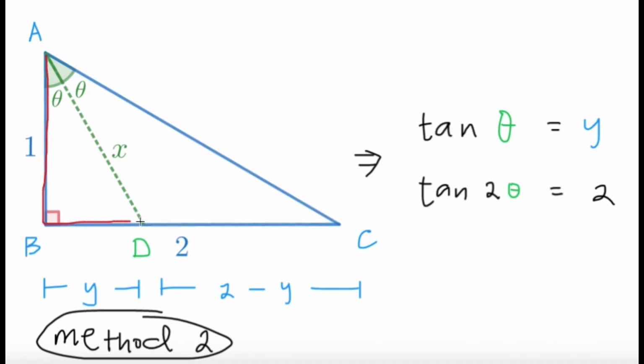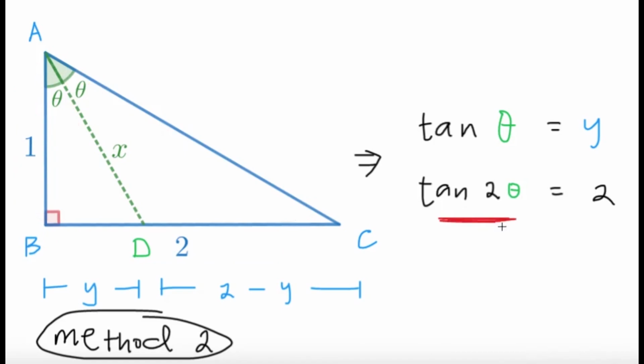Now, the first value of tangent theta, we're going to focus on triangle ABD. Tangent theta over here, that's going to become opposite over adjacent. That's simply equal to y over 1, which is just y. And then next in triangle ABC, I can get the tangent of 2 theta. So tangent of 2 theta would be opposite, which is 2, divided by adjacent, which is 1. So tangent 2 theta is just 2.